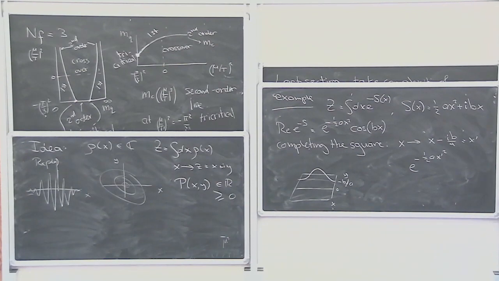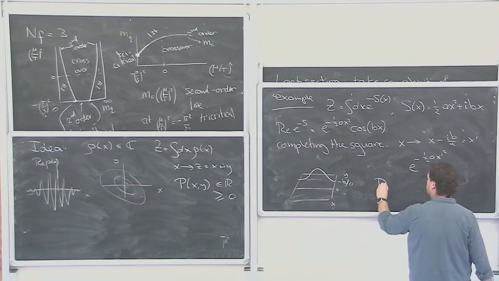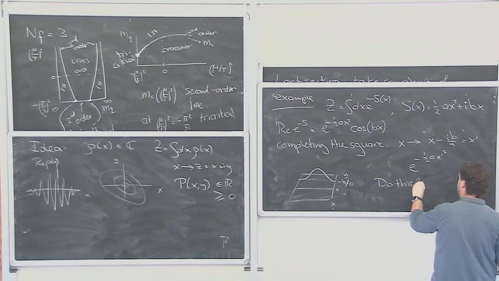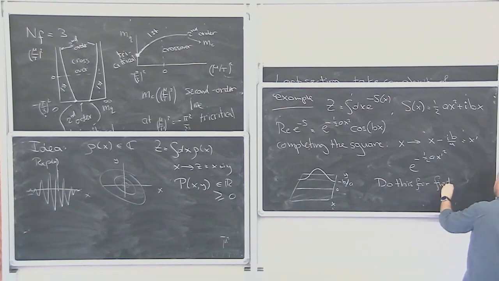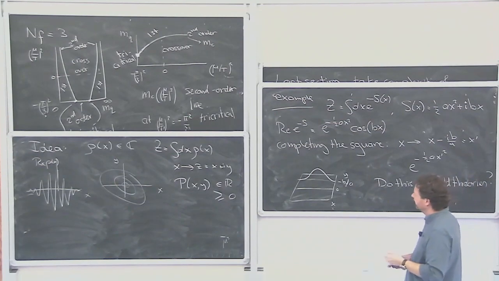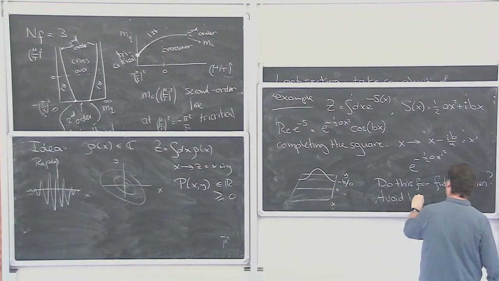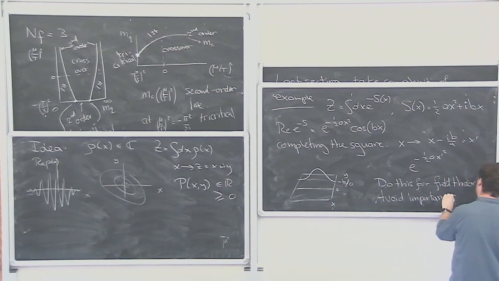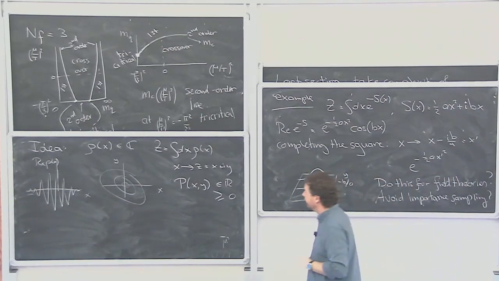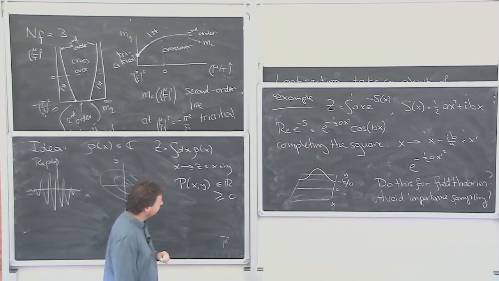Now, this is a completely logical thing to do. And so the question is, can we do this for field theories? And also, can we do it in a way that avoids importance sampling? At least in the most naive way. So that's the question.